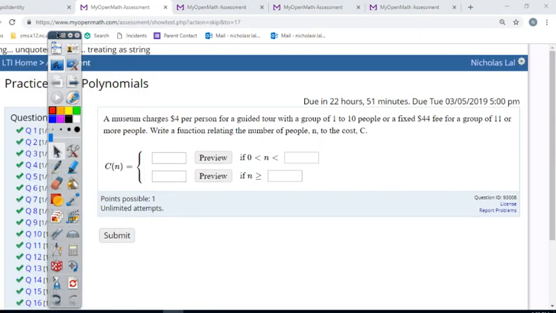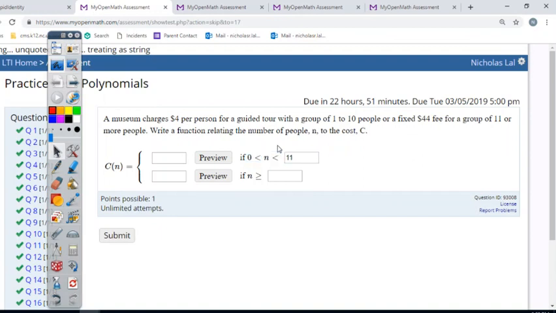All right. A museum charges $4 a person for a guided group tour from 1 to 10 people, or a fixed $44 fee for a group of 11 or more people. So I'm going to first analyze the group when you have 1 to 10 people. That means n is less than 11, n is not equal to 11. It's the number of people that is greater than 0 and less than 11.